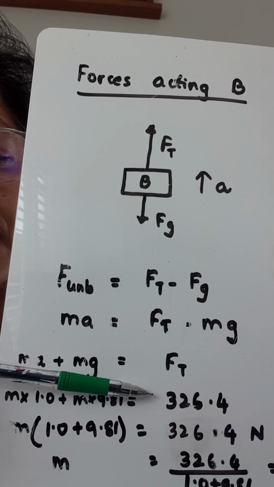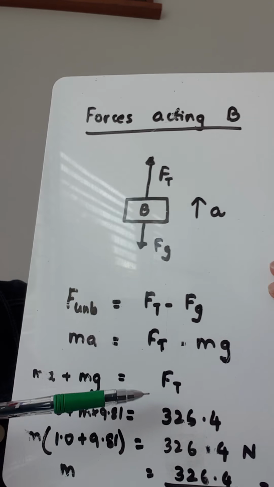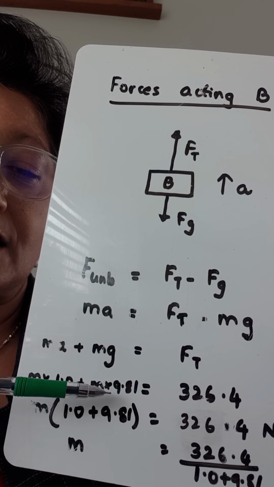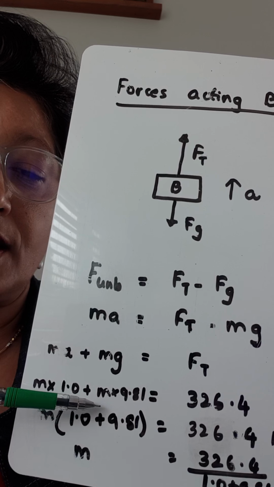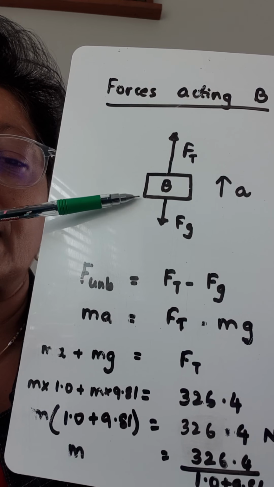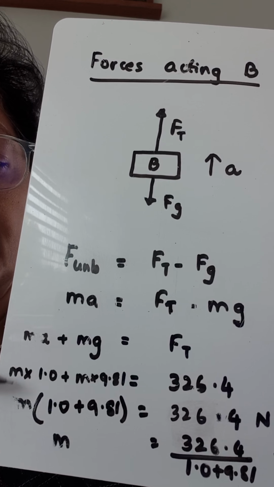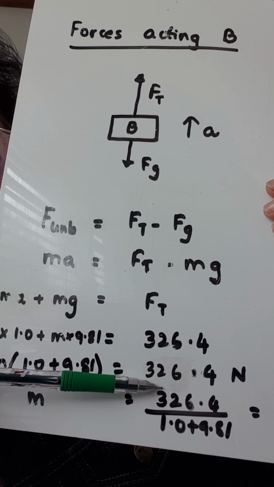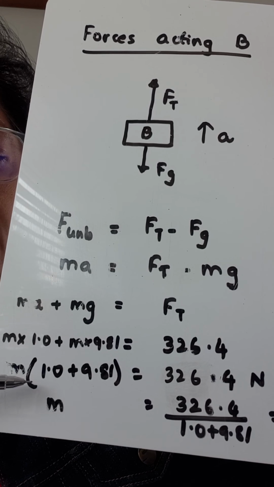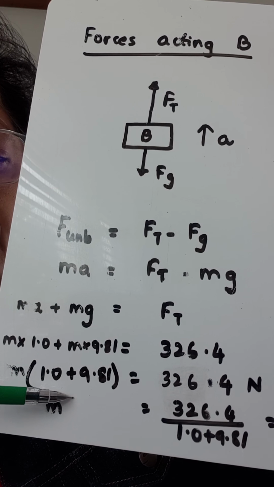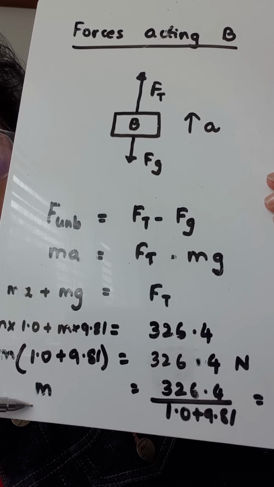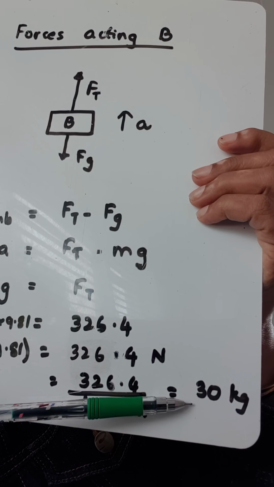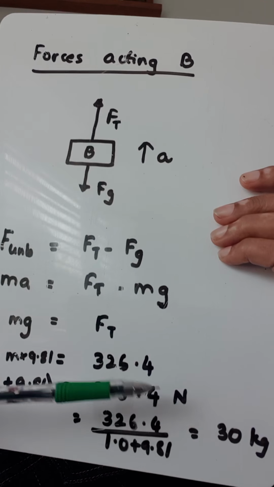Your Ft in an earlier part came out to 326.4 newtons, and that's equal to m times 9.81 plus m times 1, because we worked out the acceleration upwards was 1 meter per second squared. And so you just work through. So 326.4 equals m, which is your common factor, times both of these added, and when you get m as the subject of the formula, you end up with 30 kilograms as your mass for B.